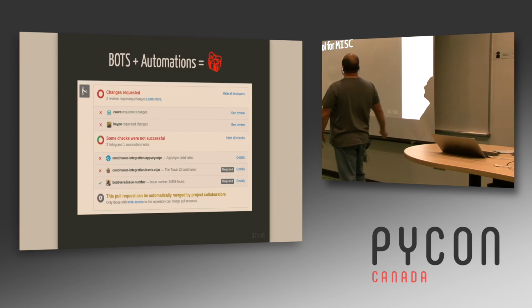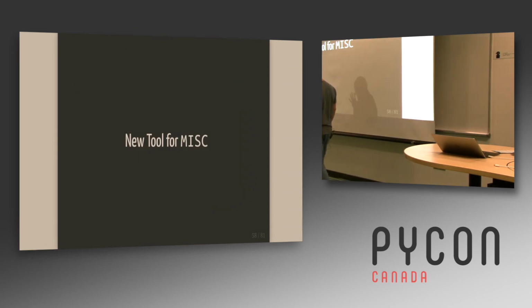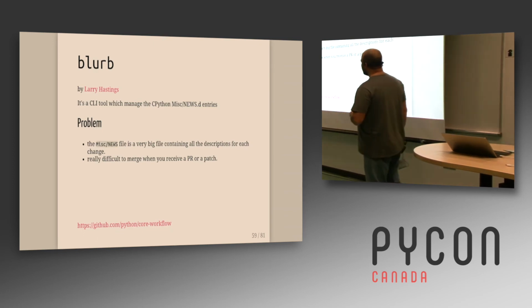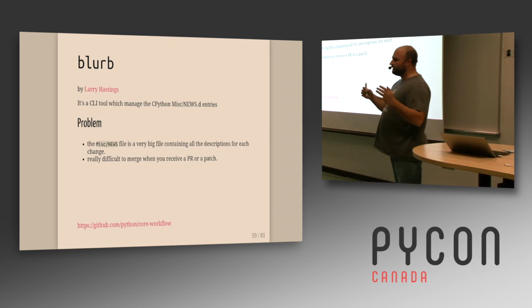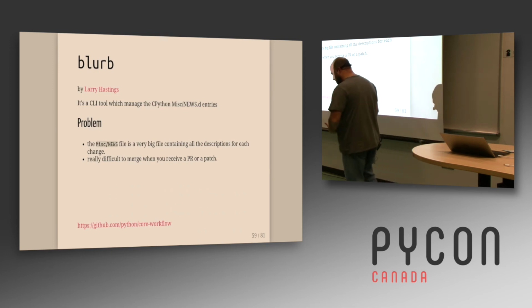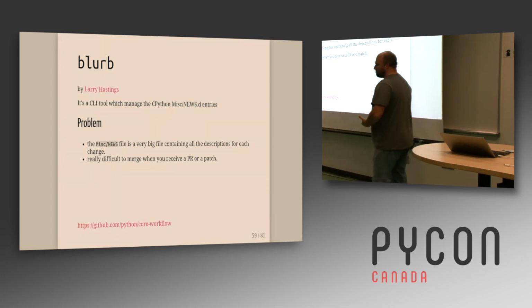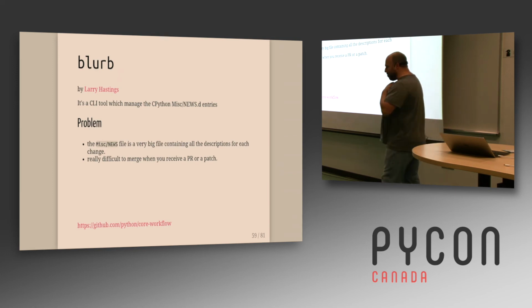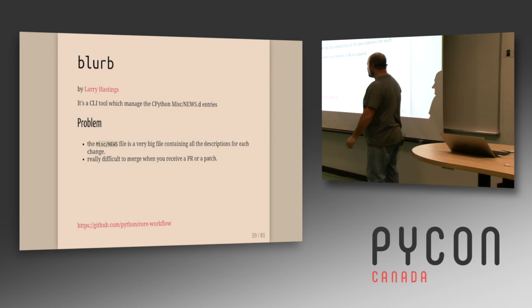Okay. Because there was a big issue with the MISC file, there is a new tool, Blurb. I don't know the meaning in English. Is it the same thing? No, it's less awful. Blurb means a short piece of text. Okay, I like the name.